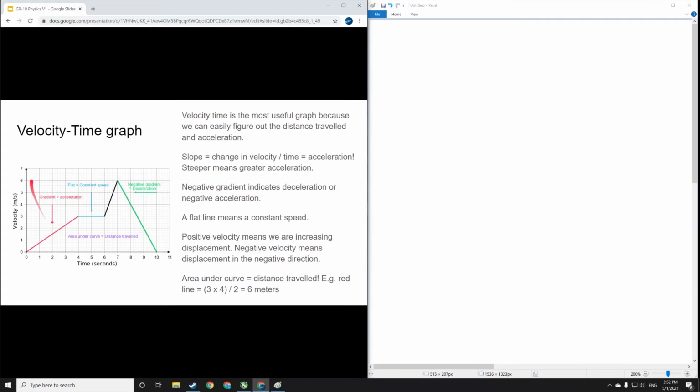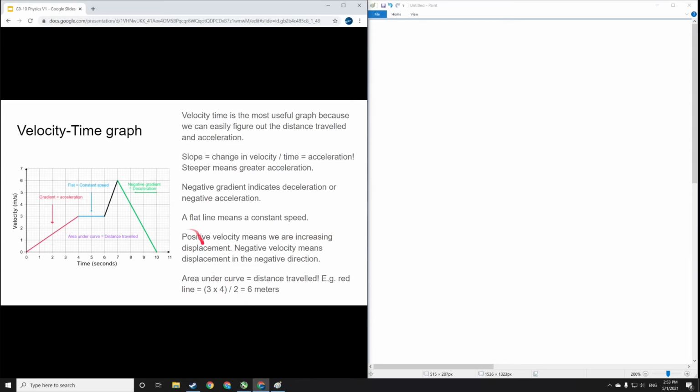And a flat line means a constant speed, right? We're constantly moving at 3 meters per second right here at this blue line. And a positive velocity means we're increasing displacement. And a negative velocity, so if, let's say, this graph went into the negatives as well, then that means we're moving in the opposite direction, right? In the negative direction.